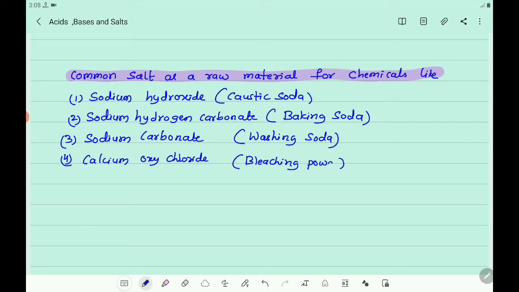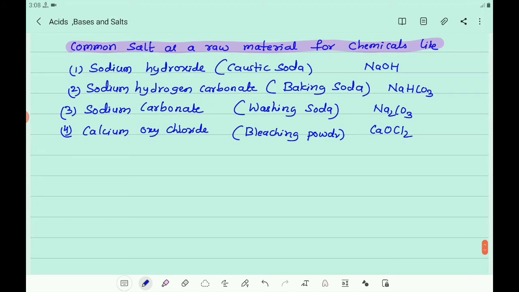Bleaching powder. These are some chemicals which can be prepared by using sodium chloride. And what is the molecular formula of caustic soda? That is sodium hydroxide, NaOH. Sodium hydrogen carbonate, that is the baking soda, molecular formula is NaHCO3. And sodium carbonate, washing soda, molecular formula is Na2CO3. And calcium oxychloride, that is bleaching powder, molecular formula is CaOCl2. These are the chemicals which can be manufactured by using sodium chloride.